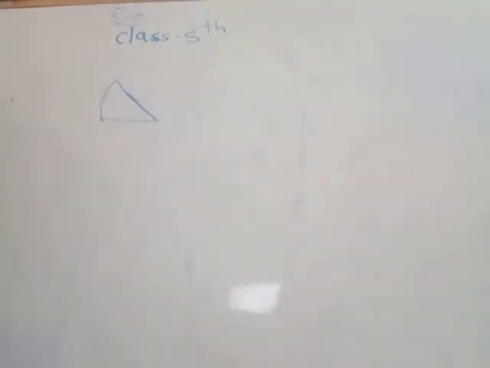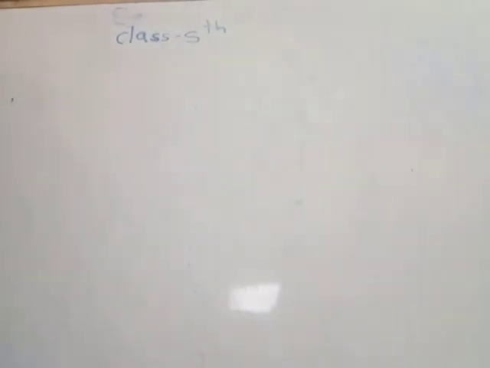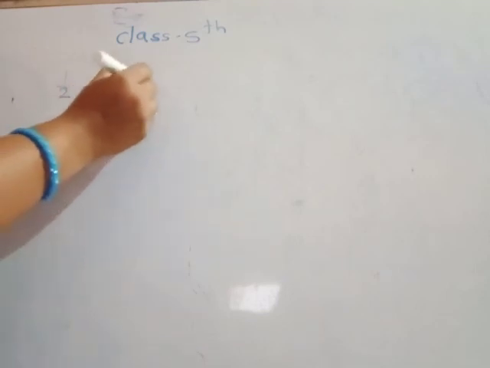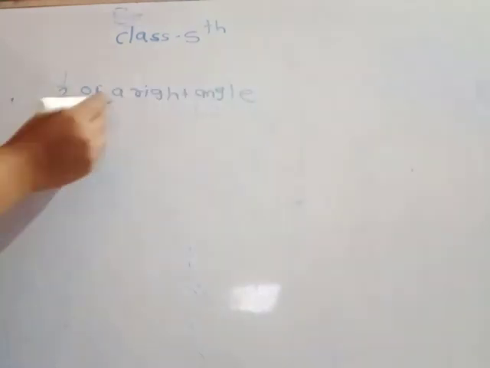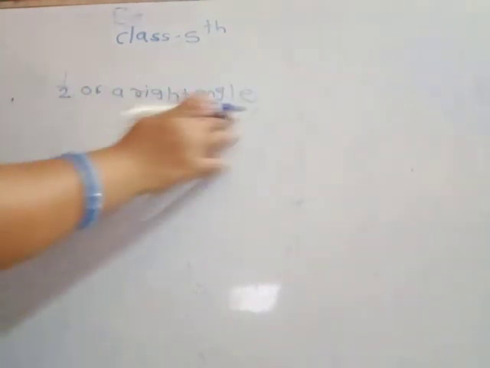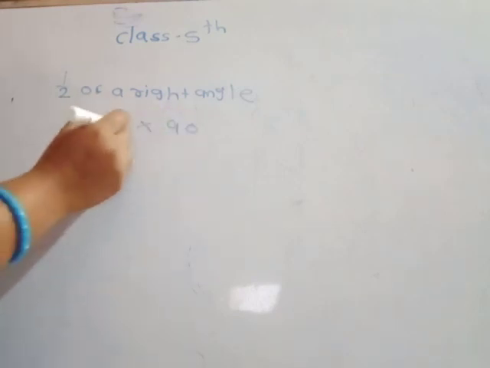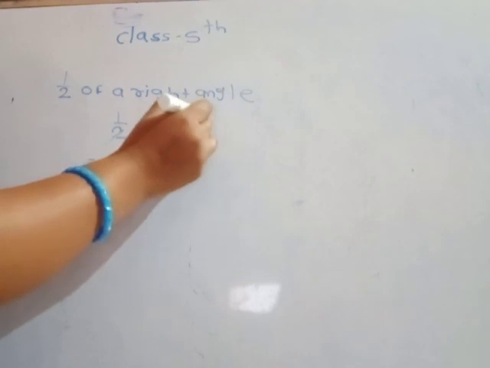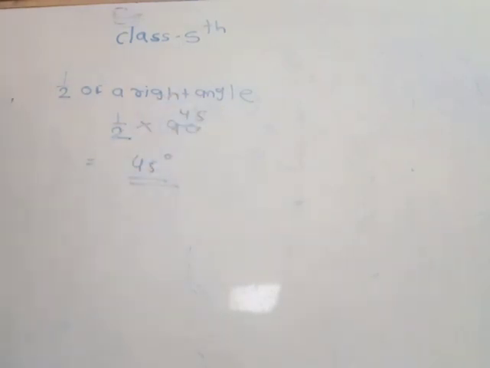Then see these questions. 1 by 2 of a right angle. Right angle means 90 degrees, so 1 by 2 into 90. 2 fours are 8, 2 fives are 10. Which degree angle is formed here? 45 degrees.